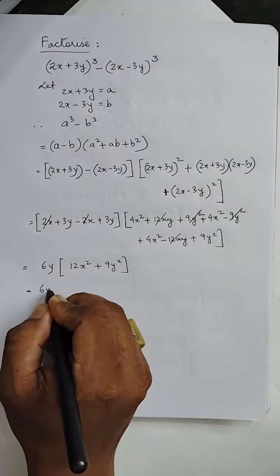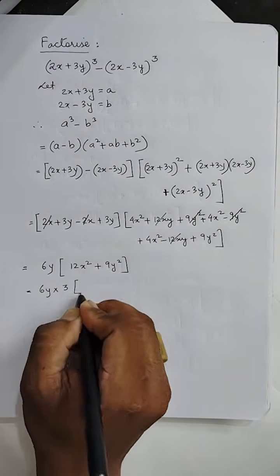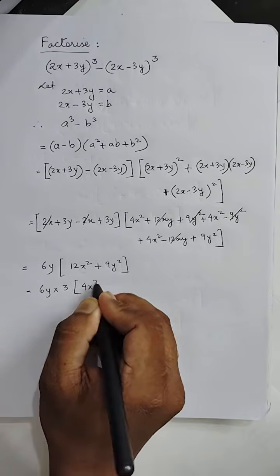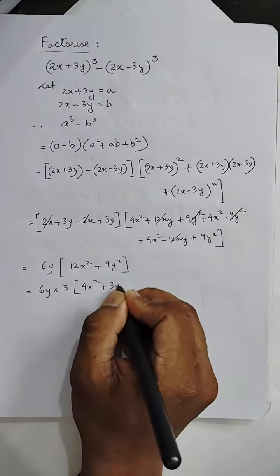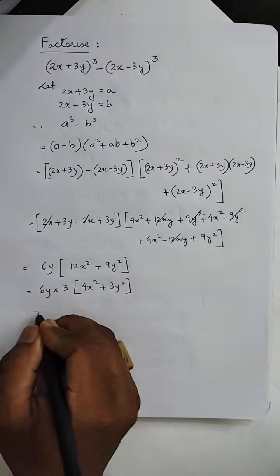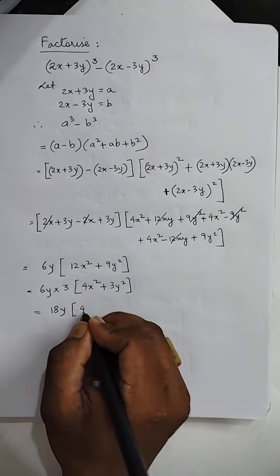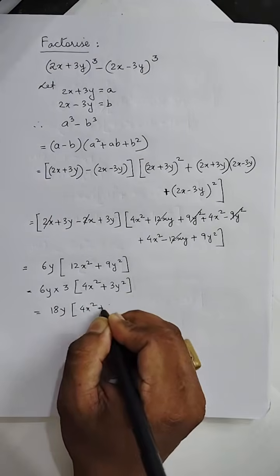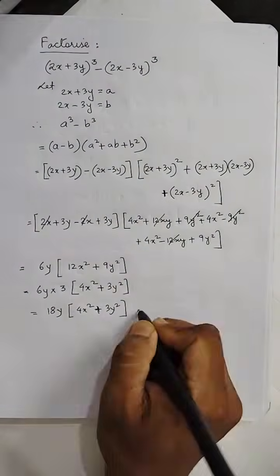So 6y multiplied by 3. So we'll have 4x square plus 3y square. So our final answer will be 18y times 4x square plus 3y square. Okay.